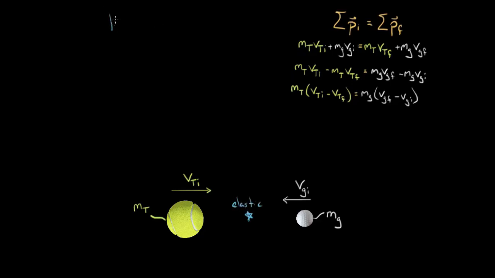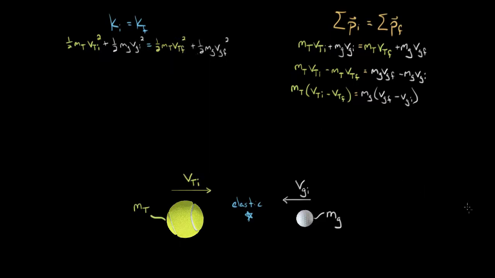So if I take the total initial kinetic energy and I set that equal to the total final kinetic energy, I'll have 1/2 mass of the tennis ball, vti, the initial velocity of the tennis ball squared, so it's really just the initial speed of the tennis ball squared, plus the initial kinetic energy of the golf ball, which would be 1/2 mg, vgi squared. And this is going to have to equal the final kinetic energy of all the objects. So I'll have 1/2 mass of the tennis ball, final velocity of the tennis ball squared, plus 1/2 mass of the golf ball, final velocity of the golf ball squared.